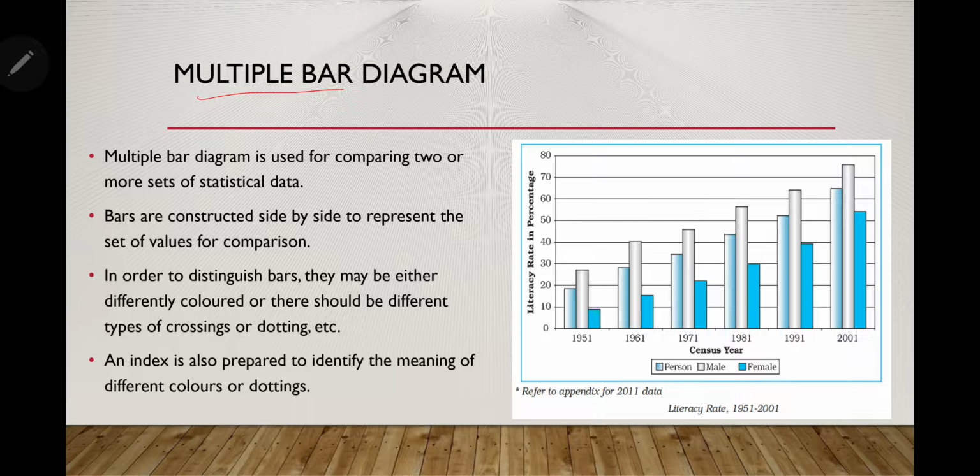Our next diagram, very similar to simple bar diagram, is multiple bar diagram. As I have already told you, simple bar diagram is used to represent a single set of numerical data. But when we have more than 2 or 3 categories of variable, then we use multiple bar diagram. In the case of multiple bar diagram, adjoining bars are drawn in order to show different types of data.